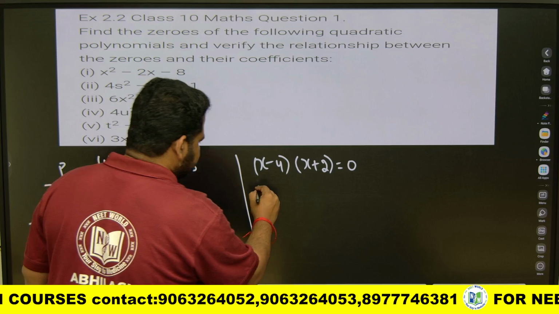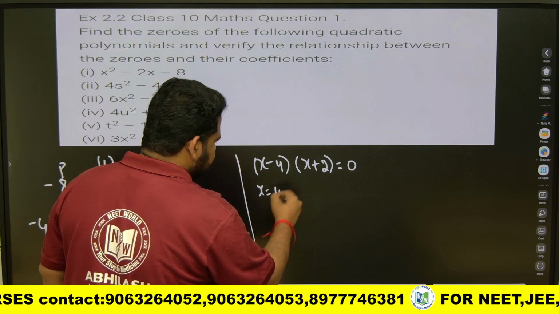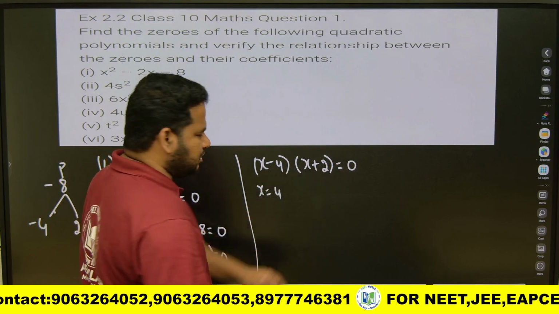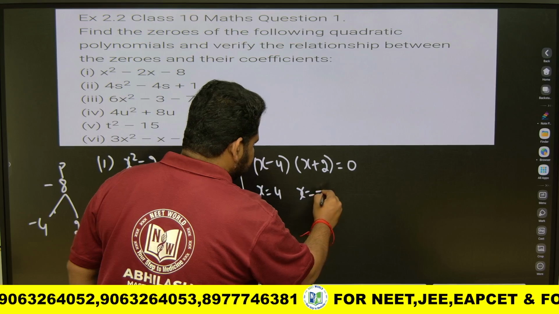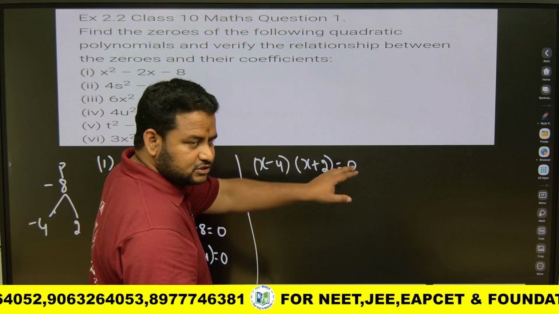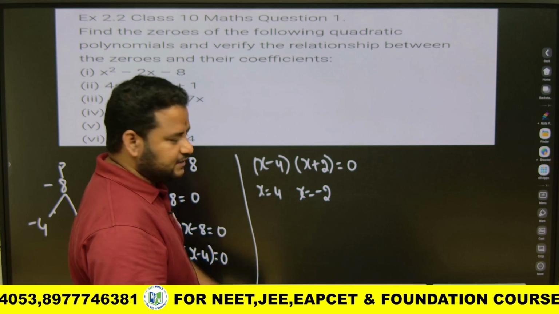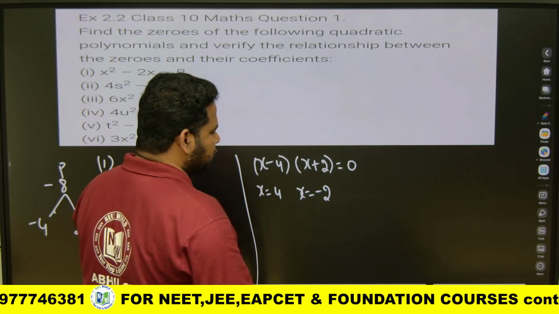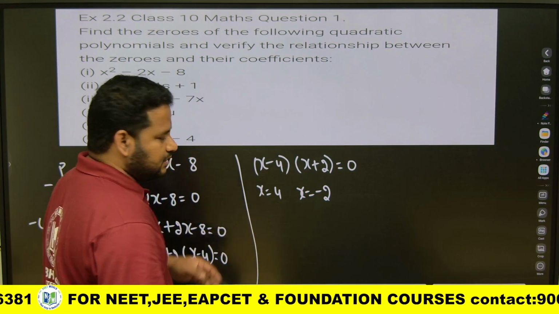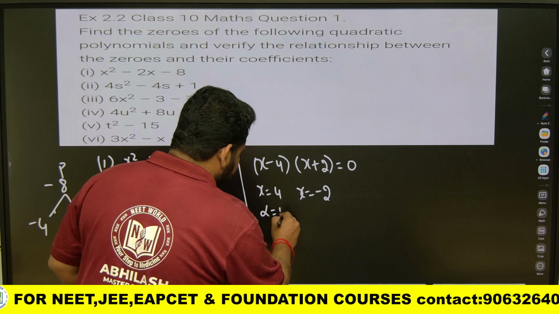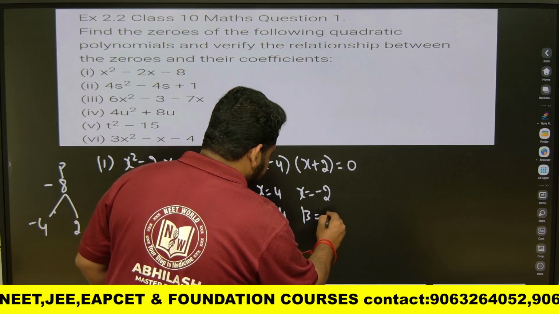Now if I equate this to 0, I will get x is equal to 4, and x is equal to minus 2, because x minus 4 is equal to 0 means x will be equal to 4. x plus 2 is equal to 0 means x will be equal to minus 2. This is what I have. Now let me call these roots or the zeros as, let this be alpha, alpha is equal to 4, let this be beta, beta is equal to minus 2.